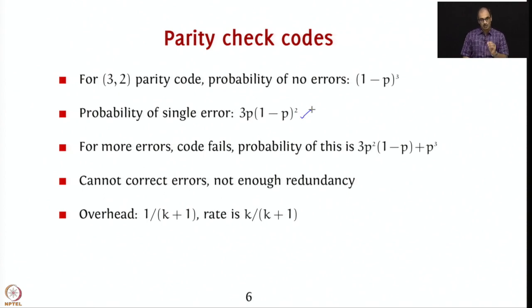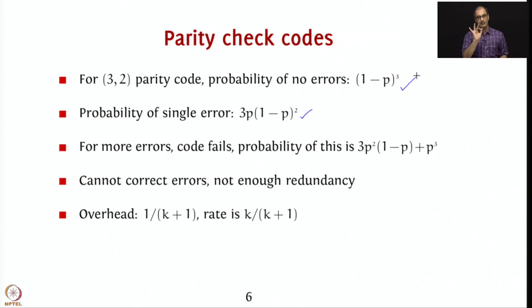Now, if these two events happen, the code will successfully be able to either detect no errors, in which case you can accept the bit sequence and then just take away the parity, or if there is a single error, it will say, no, I got a single error. Now, if there are more errors, then the code fails.